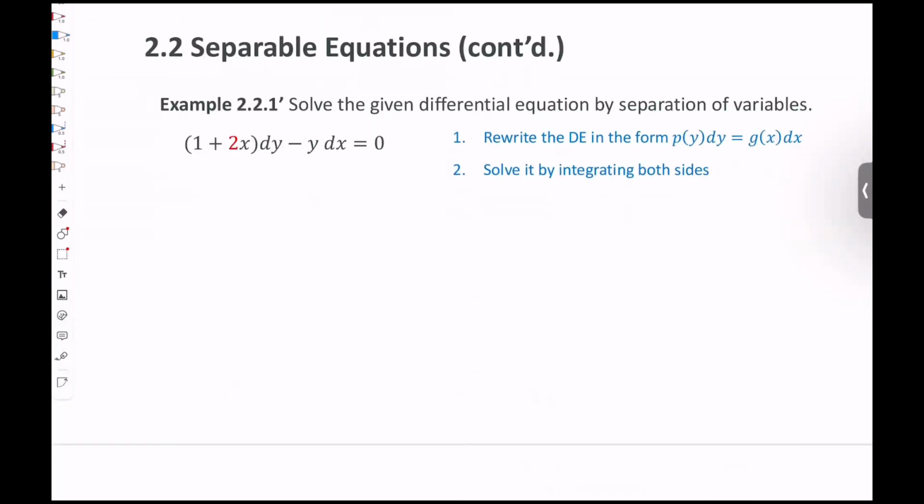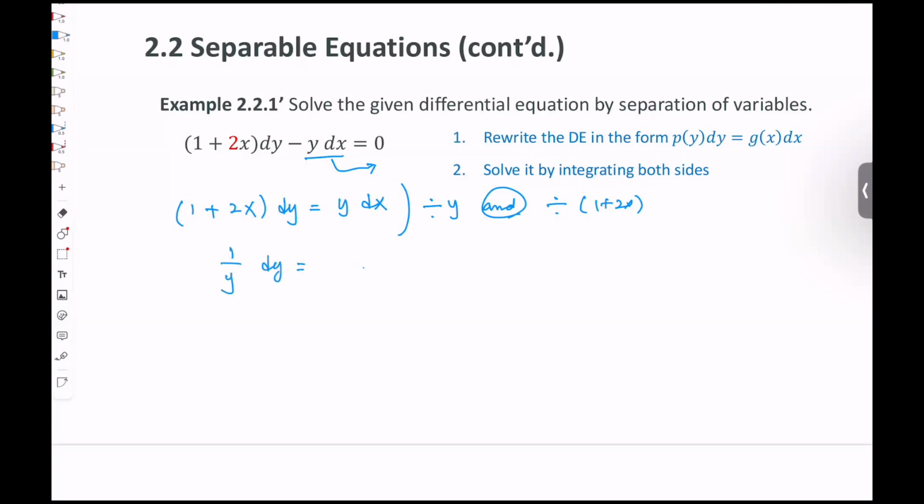For this problem, we have 1 as the x coefficient. Instead of 1, I put the 2. So let's do it. I'm going to move the y term, y and dx, to the right hand side. I have 1 plus 2x dy equals y dx, and divide by y and also divide by 1 plus 2x, then we end up getting 1 over y dy equals 1 over 1 plus 2x dx. So that's the first step: rewrite the differential equation in the form of y terms together, x terms together. Once you do that, you're going to solve that differential equation by integrating both sides.